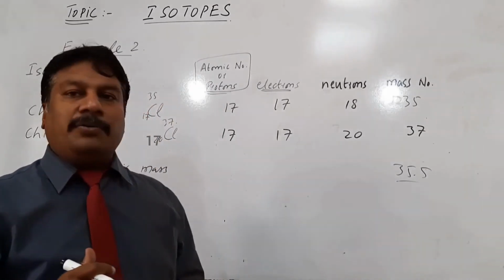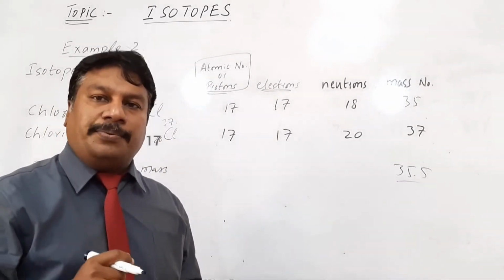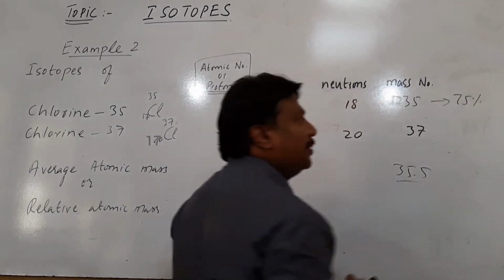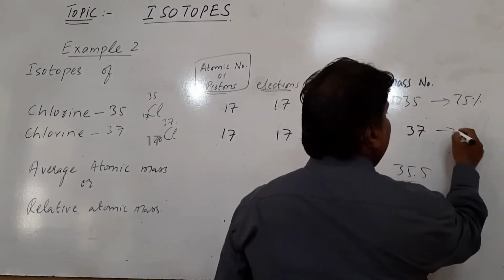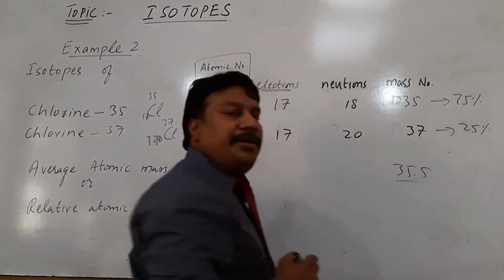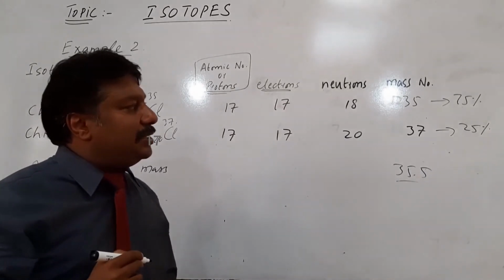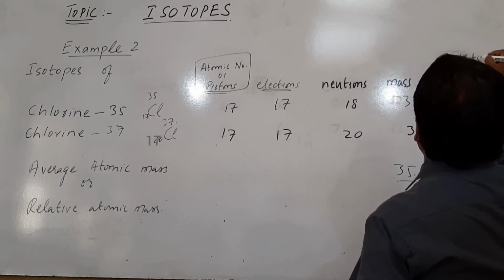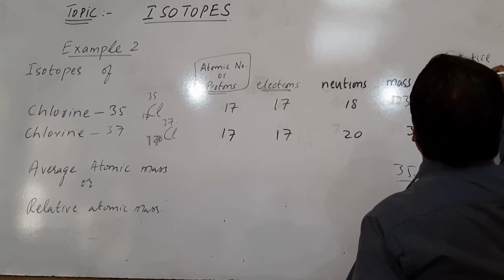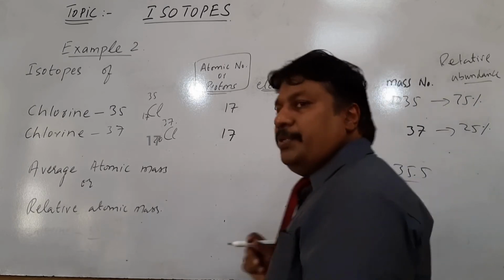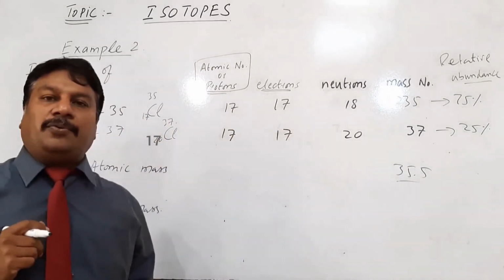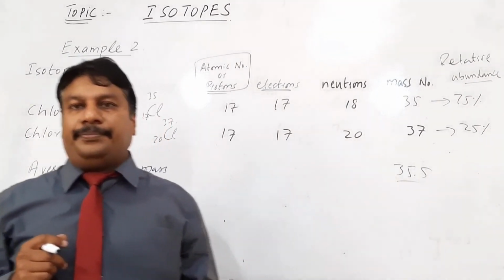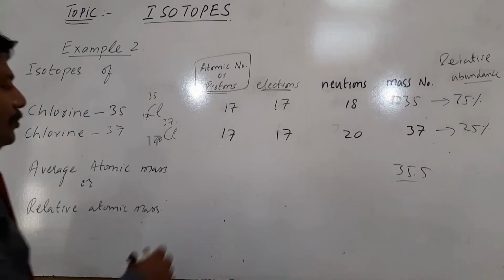So it depends upon the relative abundance of the chlorine isotopes. This chlorine-35 exists in nature as 75%, whereas the chlorine-37 exists in a lesser quantity. Its relative abundance is 25%. So this we call relative abundance. With the help of this relative abundance, scientists have calculated the average or relative atomic mass of chlorine. Now let's see how we can calculate it.